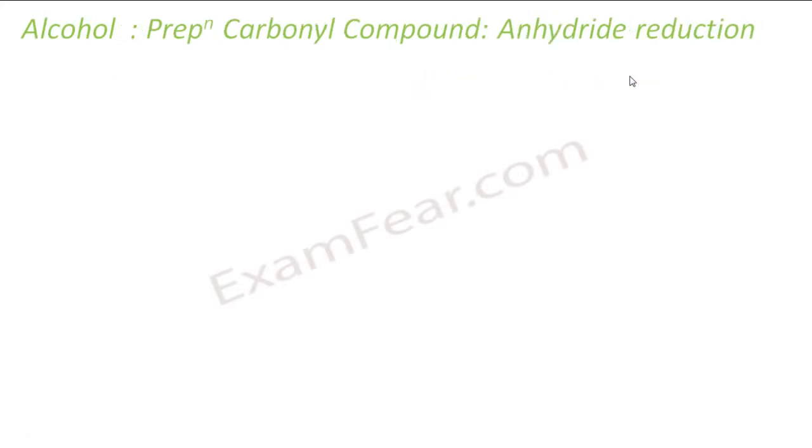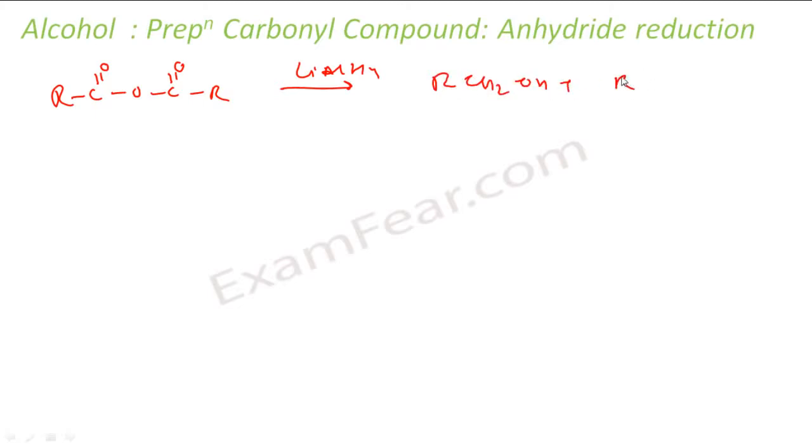Same thing I have for this guy, anhydride reduction. So anhydride is something like this. Now in this, again I'll use the same thing, LiAlH4. So here I'll get RCH2OH and RCOOH. This is also my nucleophilic addition reaction. So let's see the reaction mechanism here.